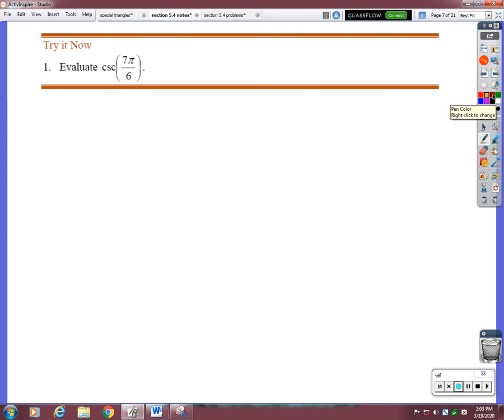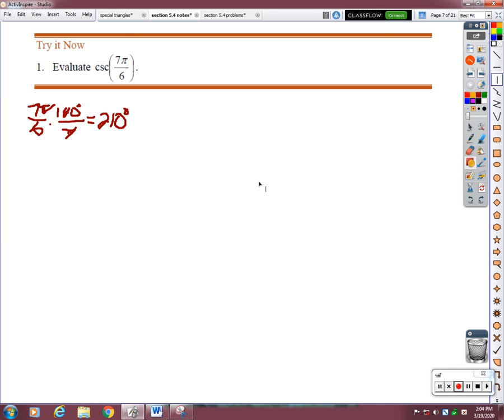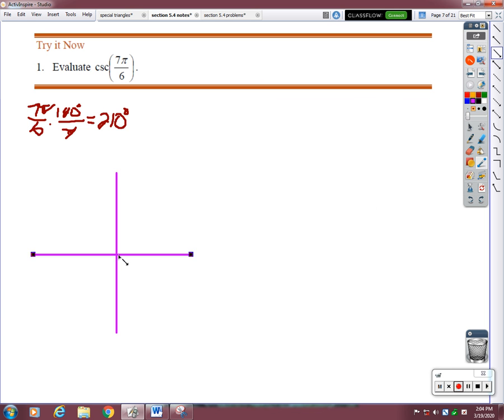Let's do one more together, just for funnies. So let's do a cosecant one. So I'm going 7 pi over 6 into degrees. So I have to multiply by 180 over pi. Pi's cancel. 180 divided by 6 is 30, and 30 times 7 is 210.